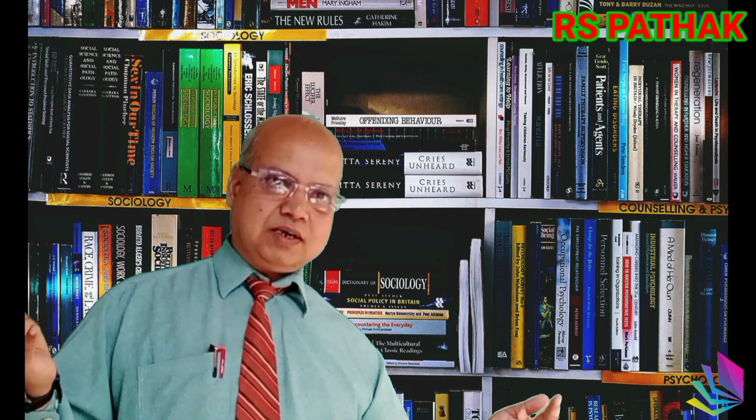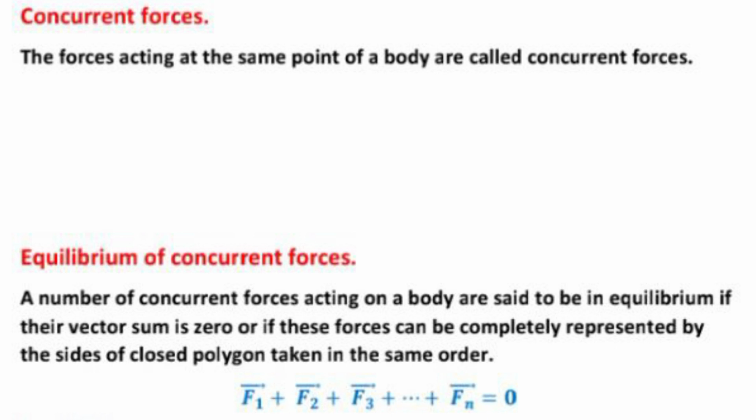Concurrent forces. What are concurrent forces? The forces acting at the same point of a body are called concurrent forces. If many forces are acting at the same point, those forces are called concurrent forces. Equilibrium of concurrent forces: a number of concurrent forces acting on a body are said to be in equilibrium if their vector sum is 0, or if these forces can be completely represented by the sides of a closed polygon taken in the same order, that is, vector f1 plus vector f2 plus vector f3 plus ... plus vector fn equals 0.